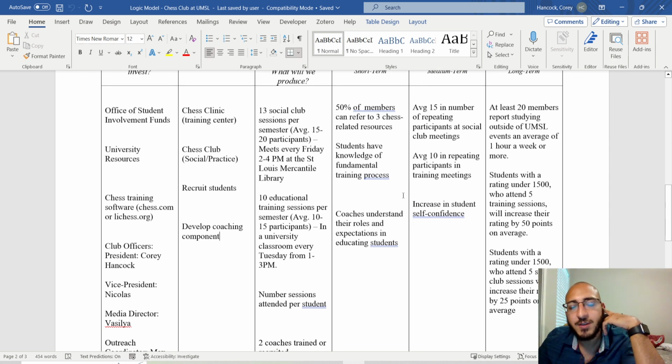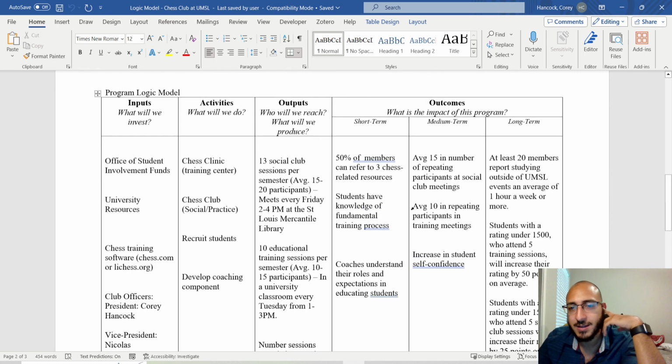Students having knowledge of the fundamental training process. Within the resources, that means having an idea of what it means to study chess. I think this is really important because a lot of people might not ask themselves, as college students, what it means to actually study. What does studying look like? What is your studying process, and how do you evaluate and improve on that?